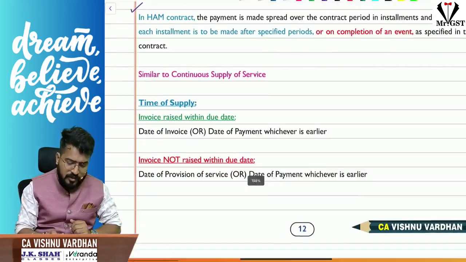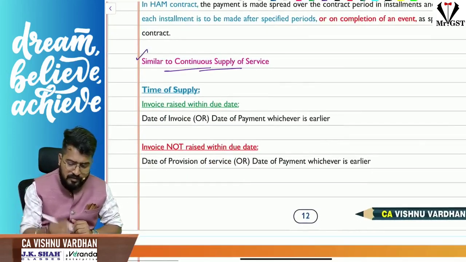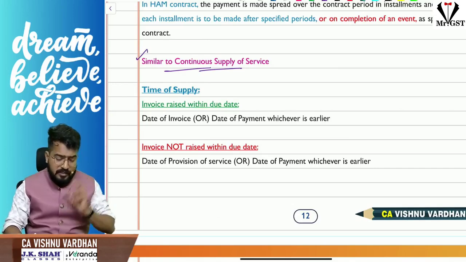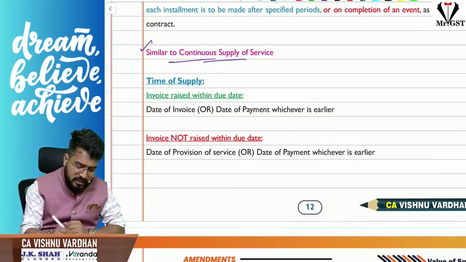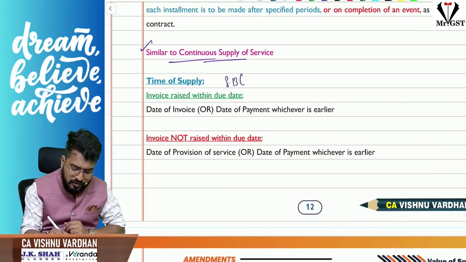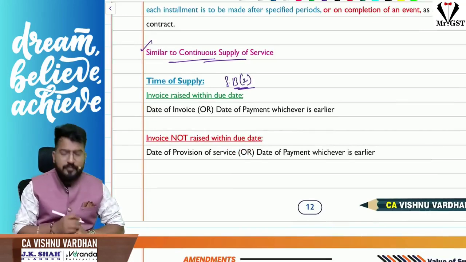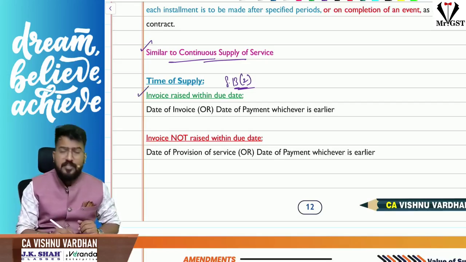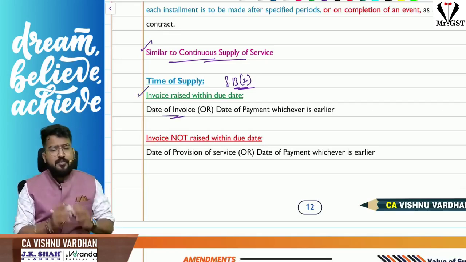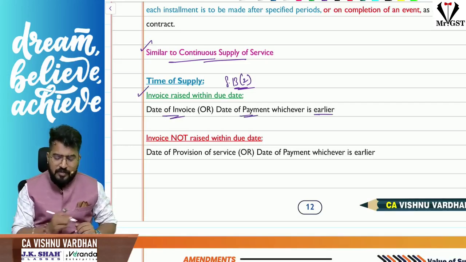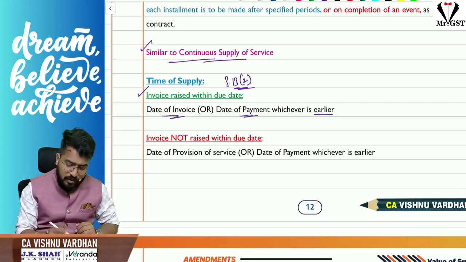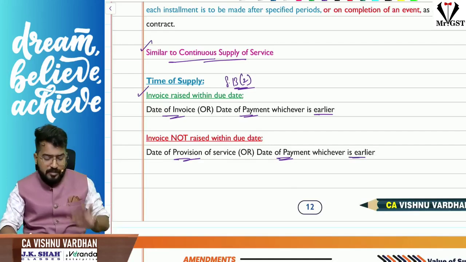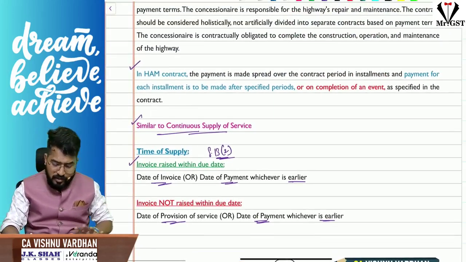This is similar to continuous supply of service because it goes beyond 3 months. So what is the time of supply now? You should see the time of supply based on section 13 subsection 2, the general rule. You should see whether the invoice is raised within the due date or not. If the invoice is raised within the due date, it is the date of invoice, otherwise the date of payment, whichever is earlier. If the invoice is not raised within the due date, it is the date of provision of service or date of payment, whichever is earlier. Follow 13 subsection 2. Clear? That is the concept.